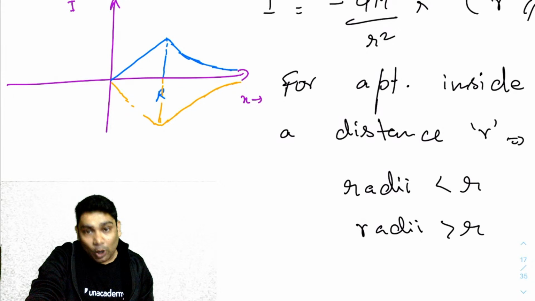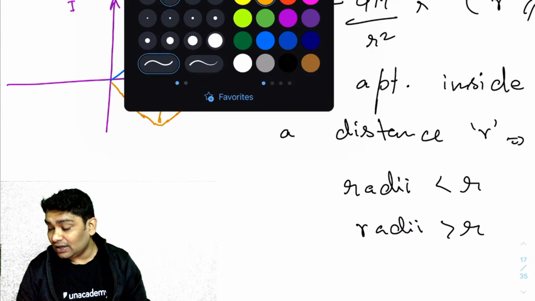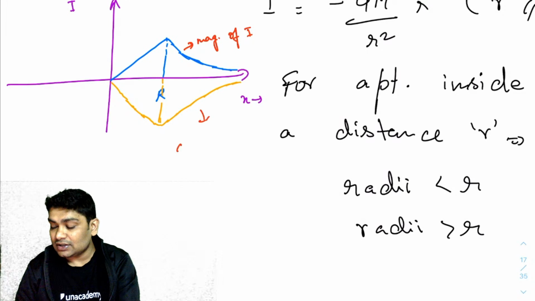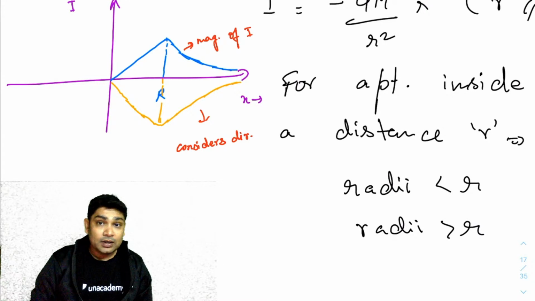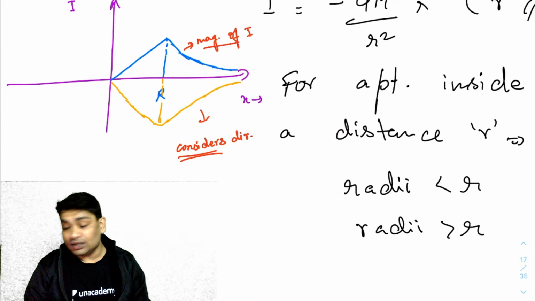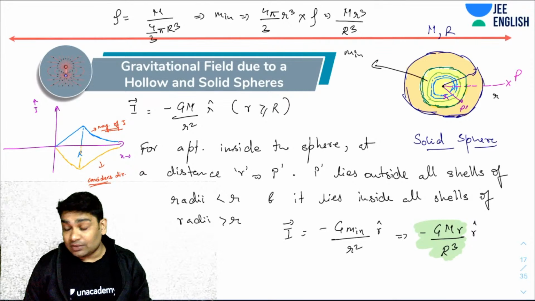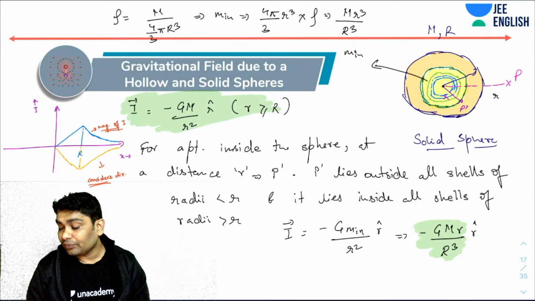Again, the difference between the two: this is the magnitude of I, and this considers direction. If you were told to draw the graph of gravitational field intensity, you would draw this one. If you were told to draw the graph of the magnitude of intensity, you would draw this graph. So pay attention to the language again. These are expressions, again important results. Please remember, memorize this. Both these results are pretty important. This needs to be on your fingertips.